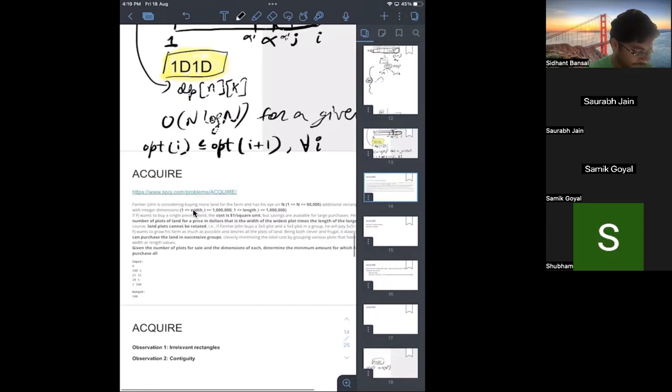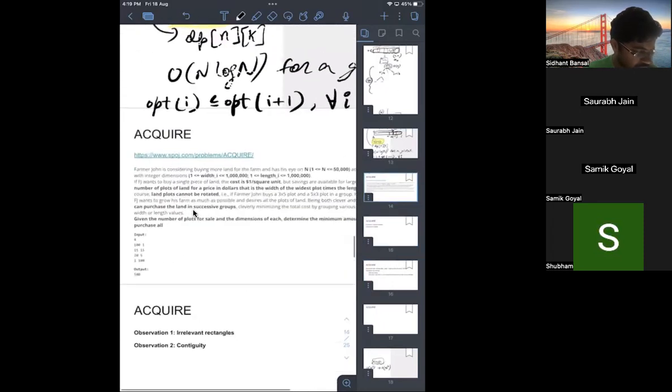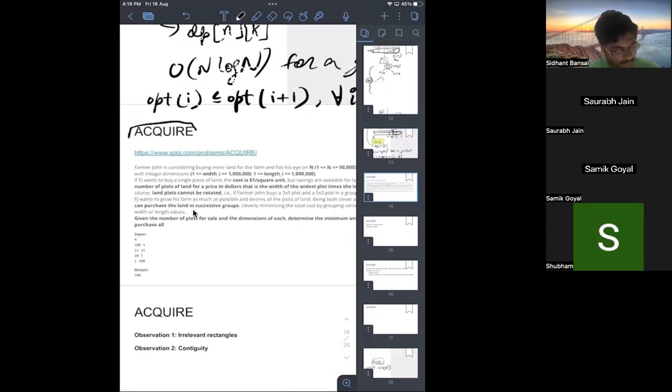So that's 1D 1D. The question that we'll be using is Acquire from SPOJ. I also used this question for the CHT trick because, coincidentally, you can apply CHT or 1D 1D to it. And that happens a lot of times: the same question, you can apply both tricks and both give you similar time complexities.